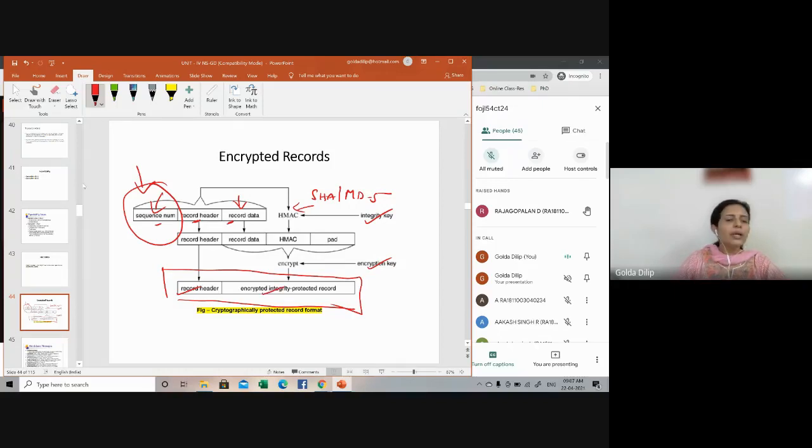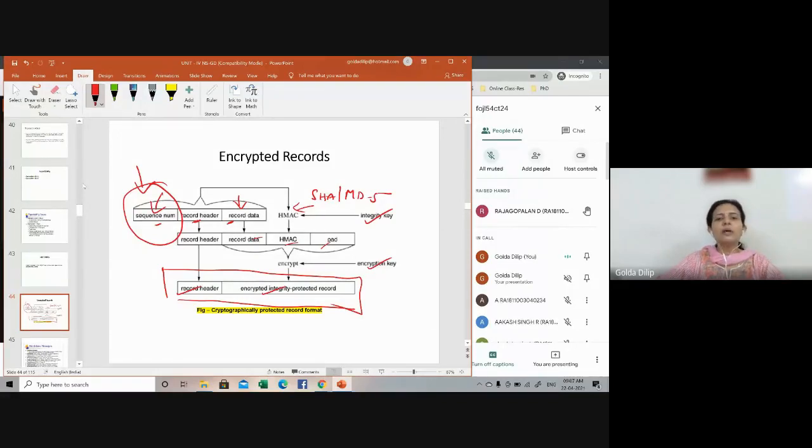Okay, so which will be decrypted. That actually consists of the data, followed by your HMAC, followed by the padding, including the padding length. Okay, so this is how a protected record format looks like. Now moving on to the next topic.